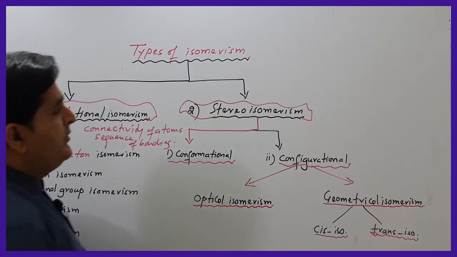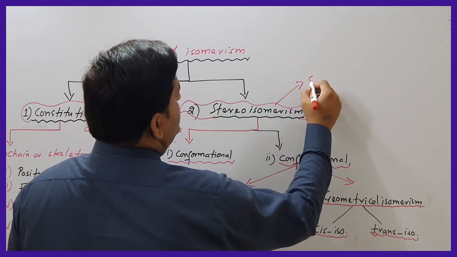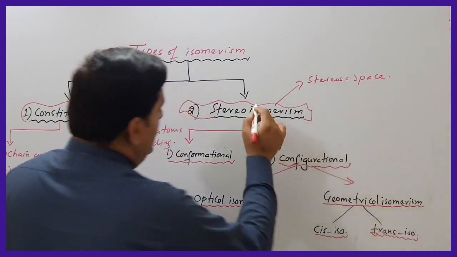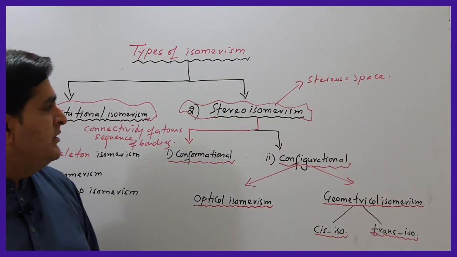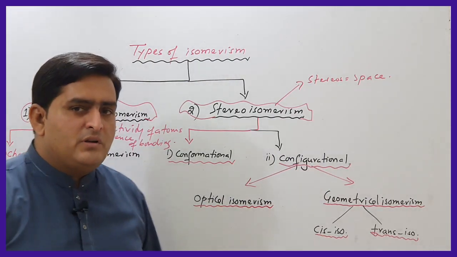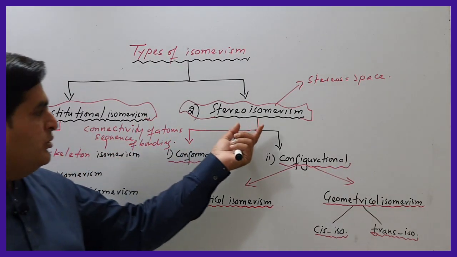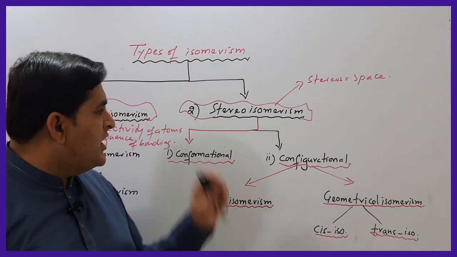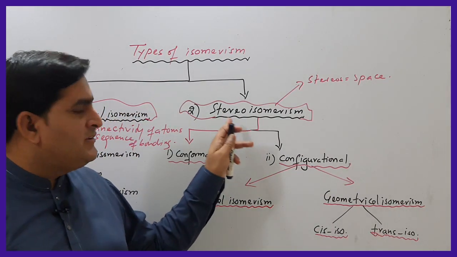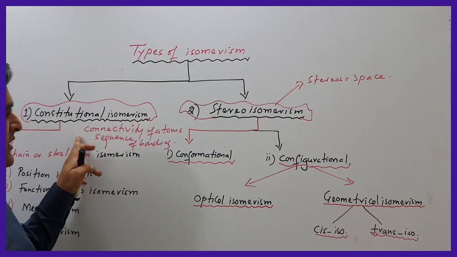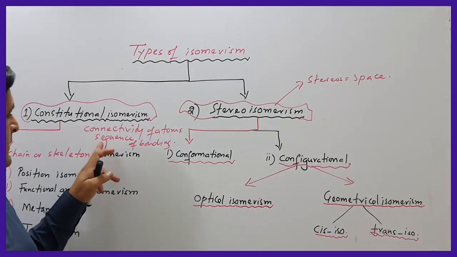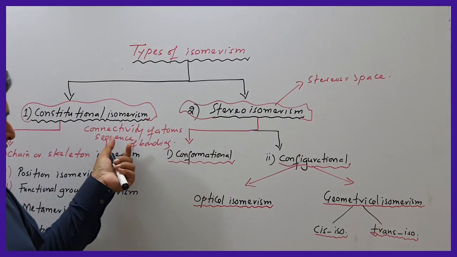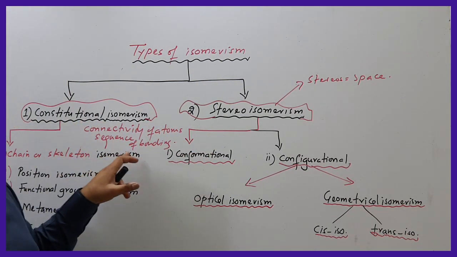in stereoisomerism, stereos means space. These isomers cannot be represented by a 2-dimensional structure, so we need a 3-dimensional structure of the compound to understand this type of isomerism. In these isomers, the connectivity of atoms is the same. The sequence of bonding is the same. So here there is no issue with the connectivity or sequence of bonding.